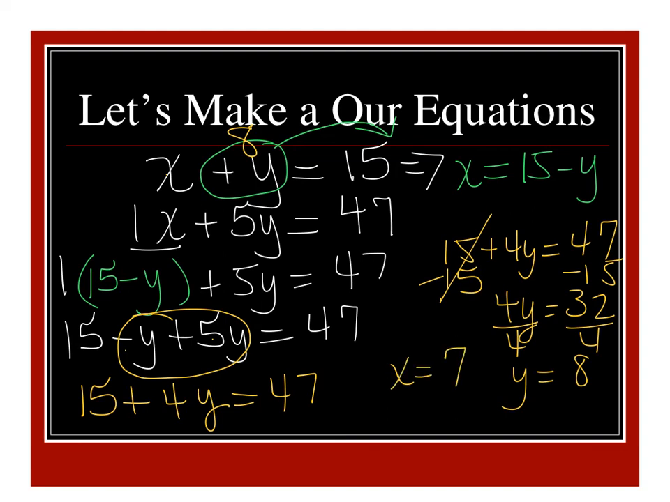And let's see if that works out. So if I have 8 $5 bills, that's going to give me what? $40. And if I have 7 $1 bills, that's going to give me $7. And guess what? If I add those two together, that gives me $47. It's $47, not dollar bills, and that's how much money I should have.